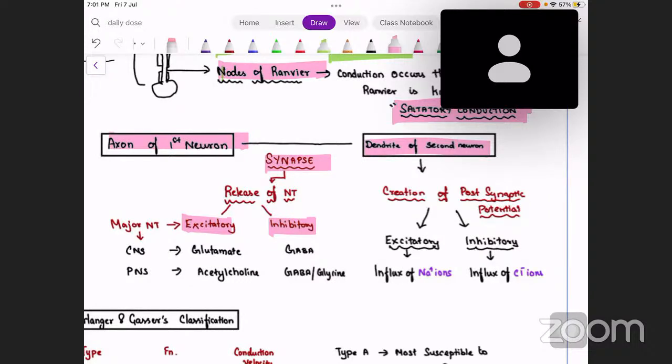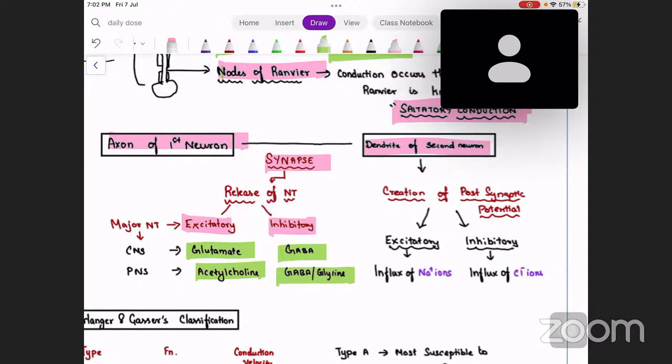Release of neurotransmitter: we have the excitatory and inhibitory. The major excitatory neurotransmitter in the CNS is glutamate, and in the PNS it is acetylcholine. And the major inhibitory neurotransmitter in the CNS is GABA, and in the PNS it is GABA or glycine.